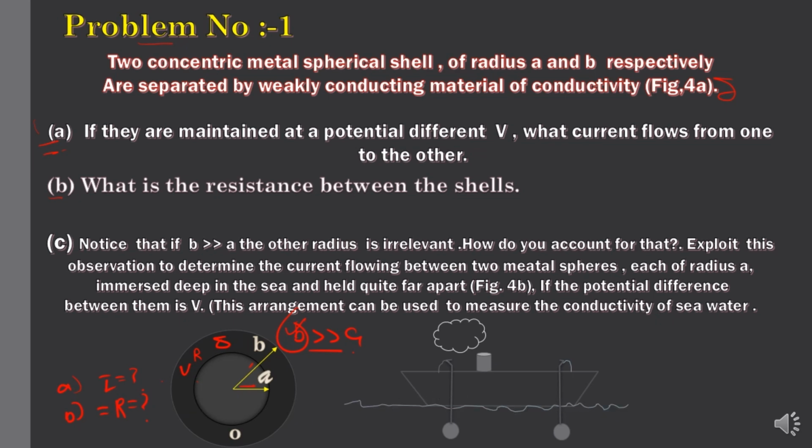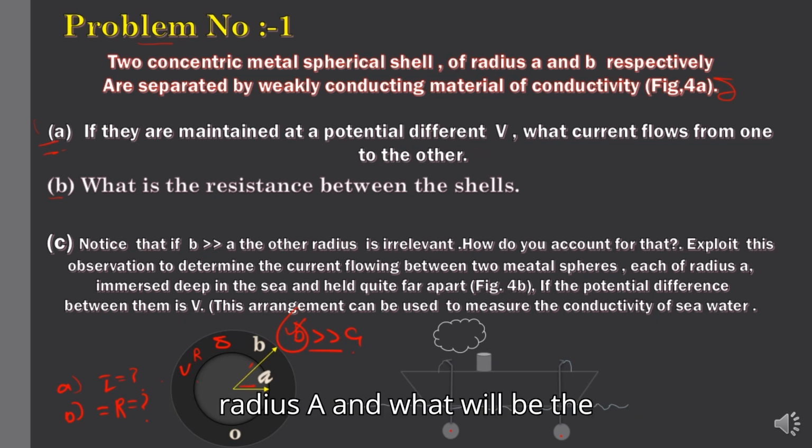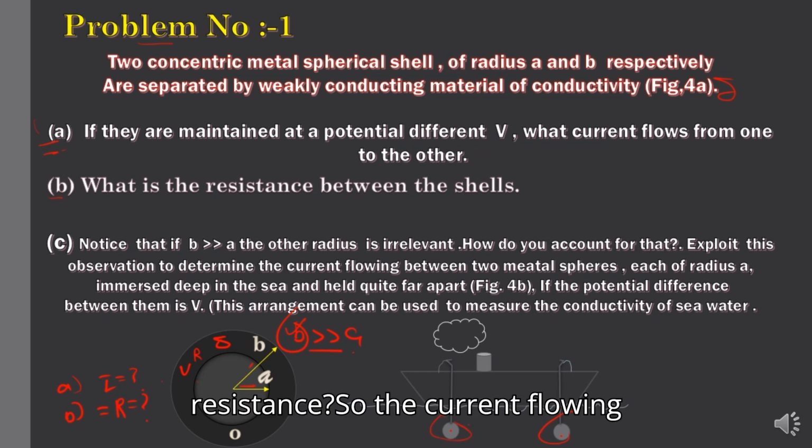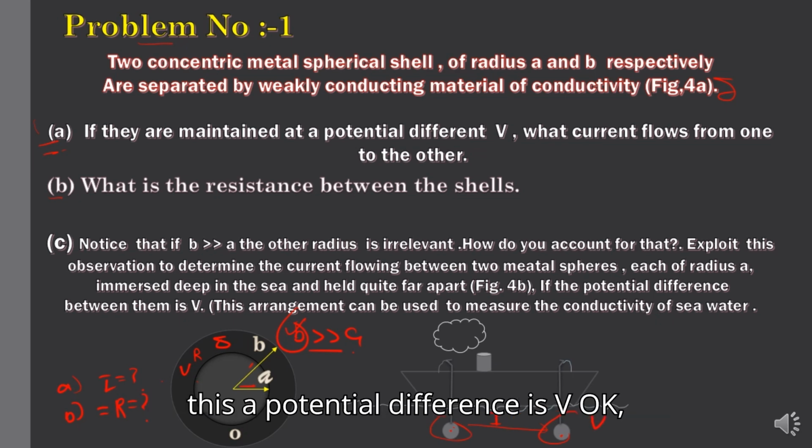Okay, so we have two metal spherical shells here, each of radius a, and we want to find the resistance, that is, the current flowing between these two, if the potential difference is V. So let's move toward the solution.